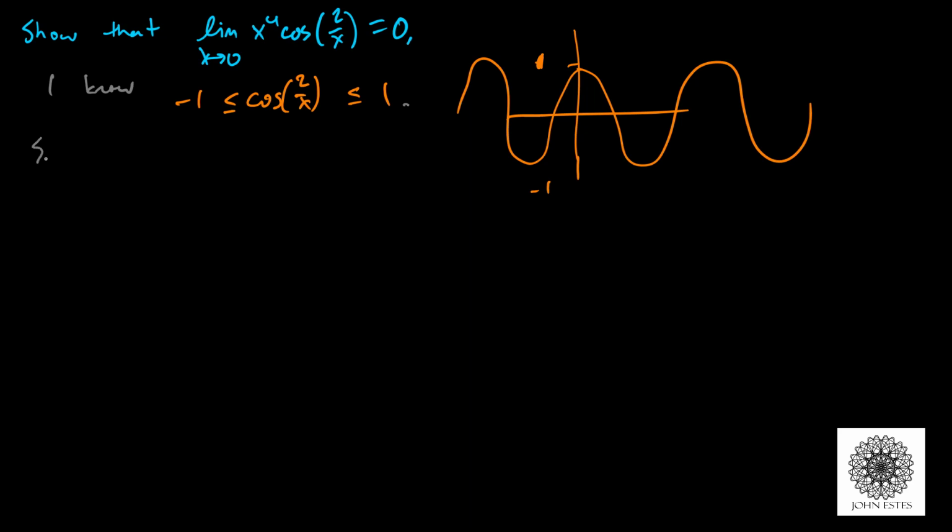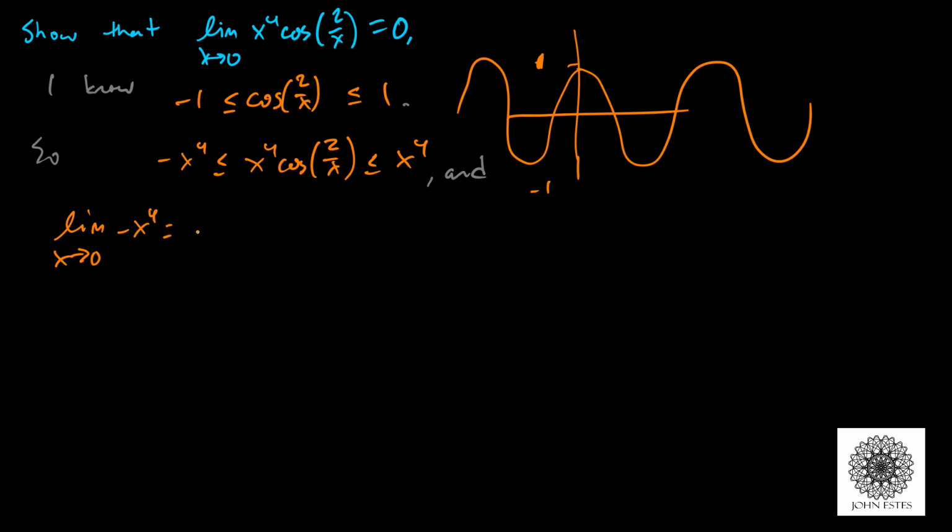So what I can do then is multiply everything by this x to the fourth. So I get negative x to the fourth is less than or equal to x to the fourth cosine of 2 over x, which is less than or equal to x to the fourth. And I also know that when I take the limit as x approaches 0 of negative x to the fourth, well, that's a polynomial, so I can just plug it in. I get 0, which is the same as the limit as x approaches 0 of positive x to the fourth. Okay, so the two endpoints, the two outside portions of this inequality, both trend towards 0 at 0.